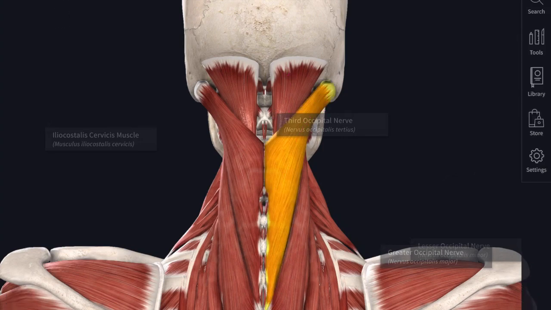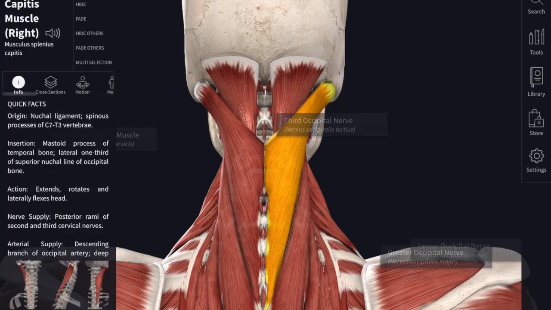So the most superficial is going to be your splenius capitis. Now, don't confuse it with spinalis, but splenius, I believe, is like a Greek or a Latin word for bandage. So imagine wrapping a band-aid around your hand. You can see your band-aid. Your bandage is going to be the most superficial thing. So this is the most superficial muscle.